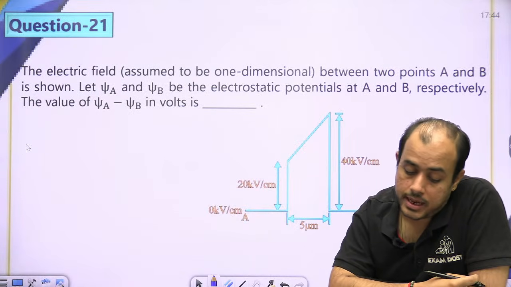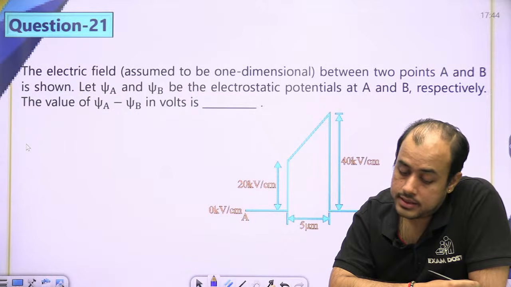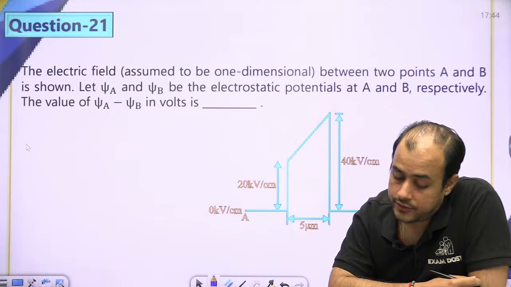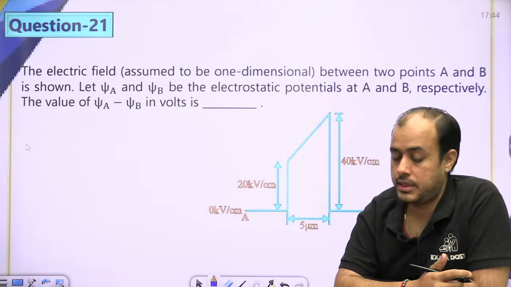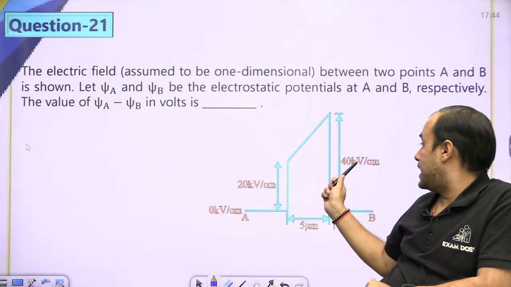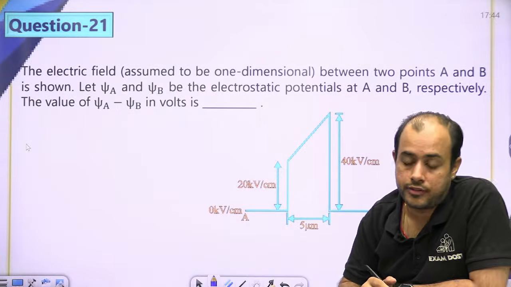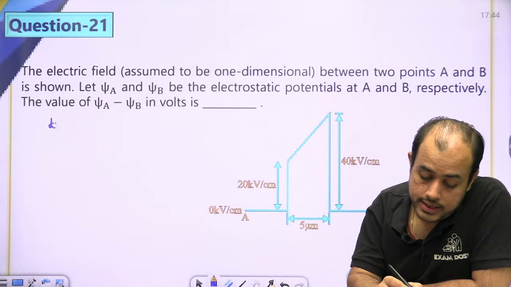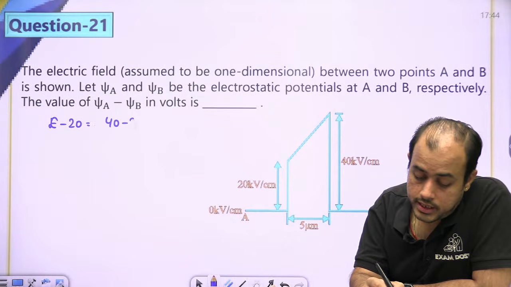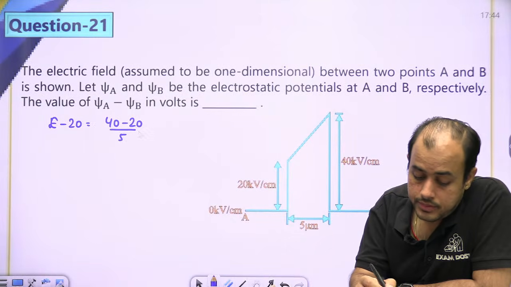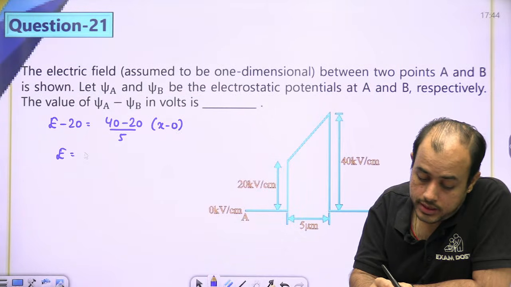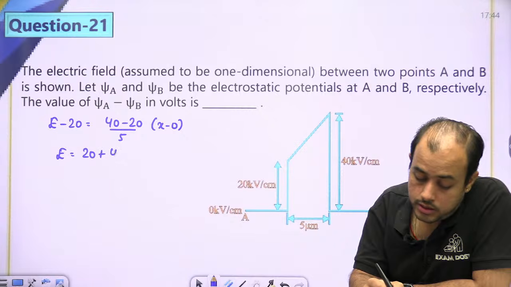Electric field is one dimensional between A and B. Psi A, psi B are electric potential at A and B. What is the difference between psi A and psi B? Now beta, electric field increases by 20 kV per centimeter in a distance of 5. So I will say electric field is minus 20. The slope will be 40 minus 20 by 5. So electric field will be 20 plus 4x.